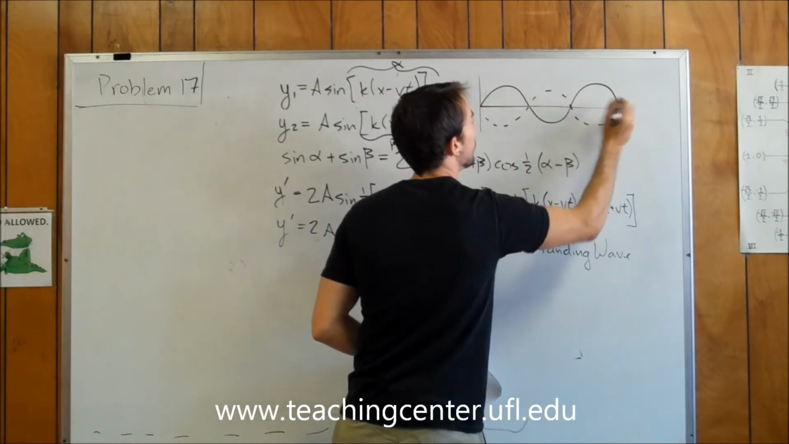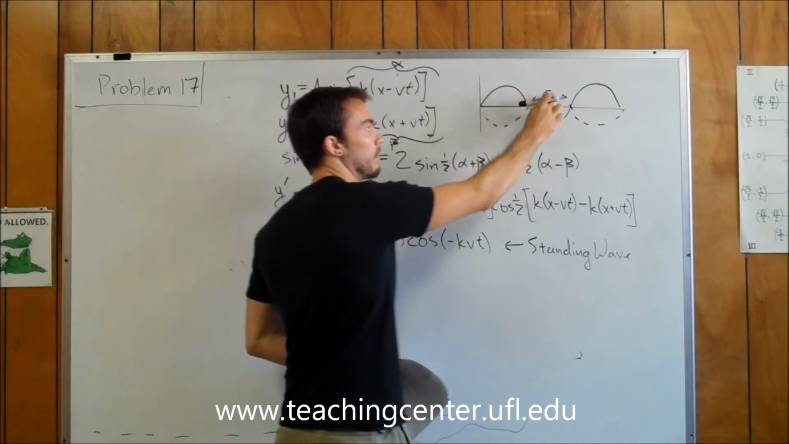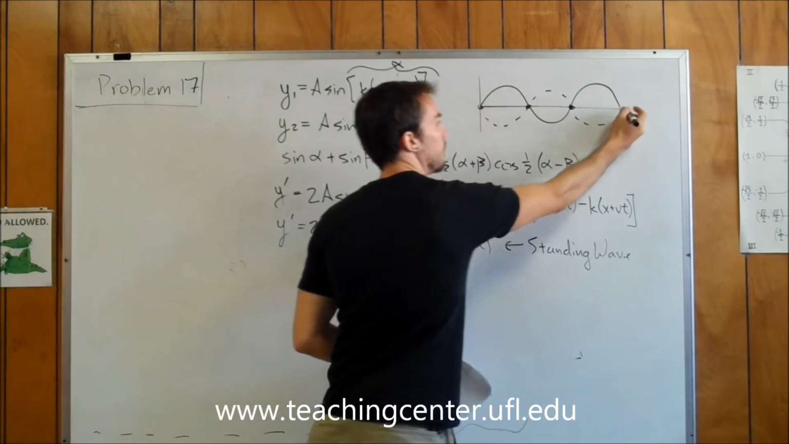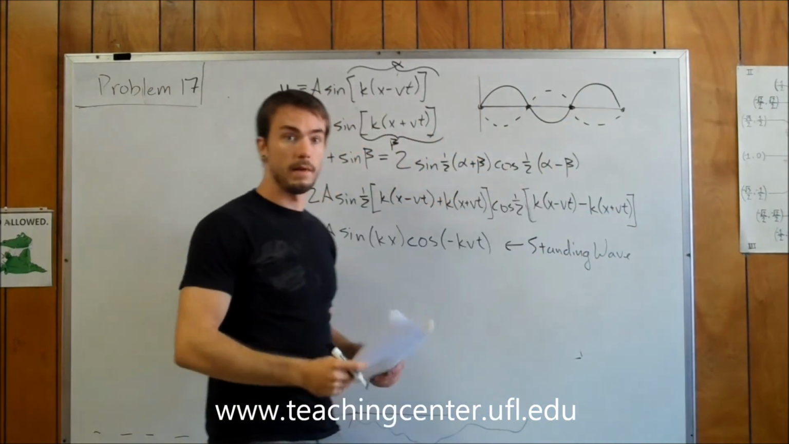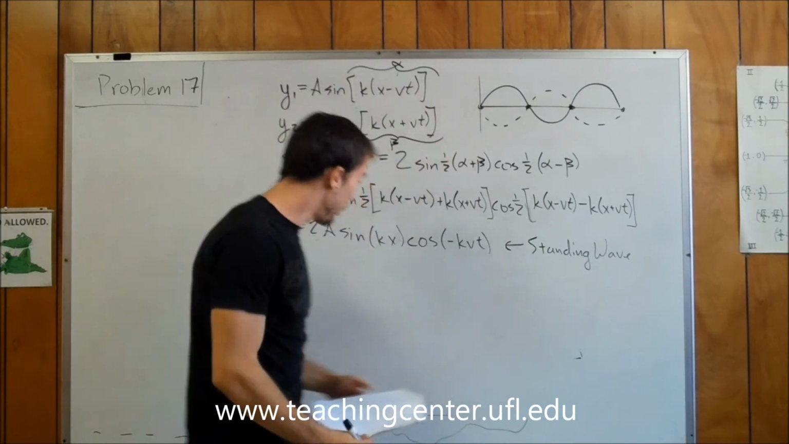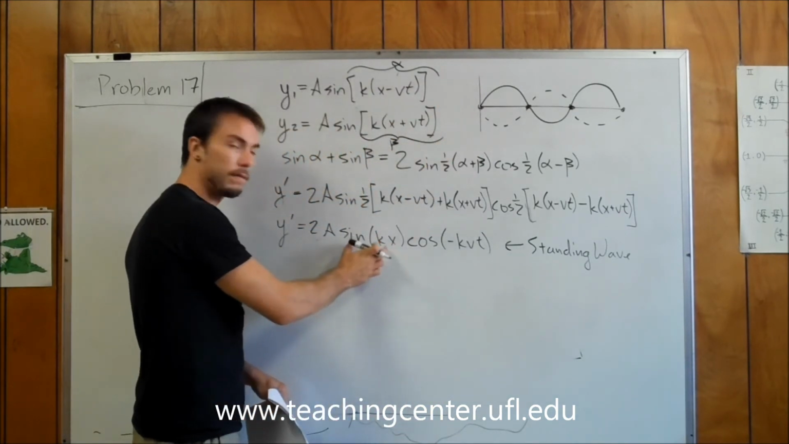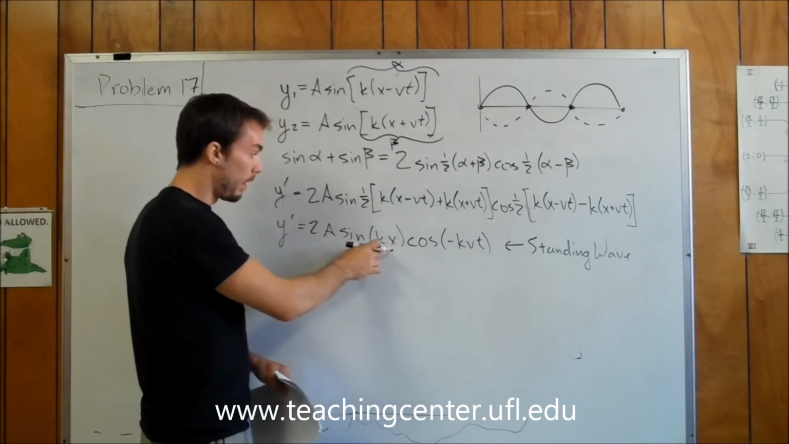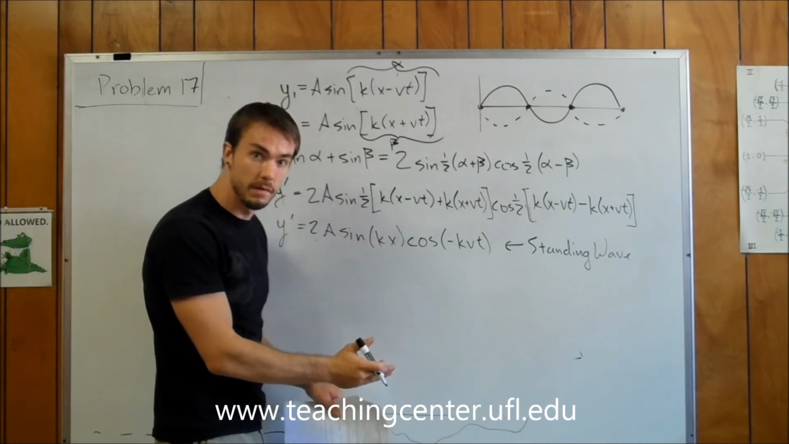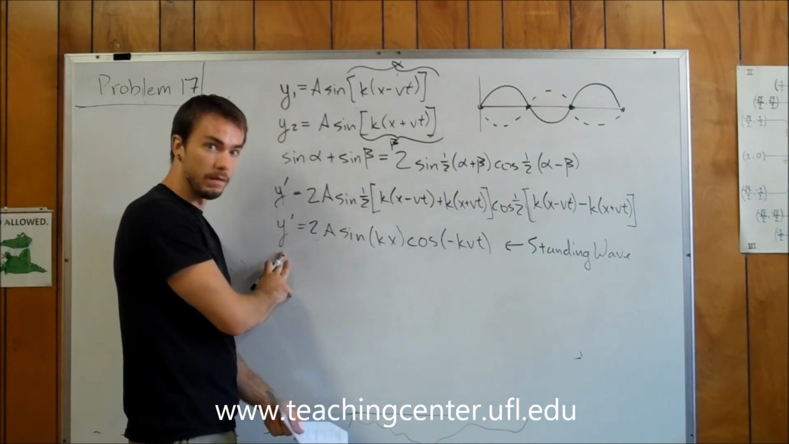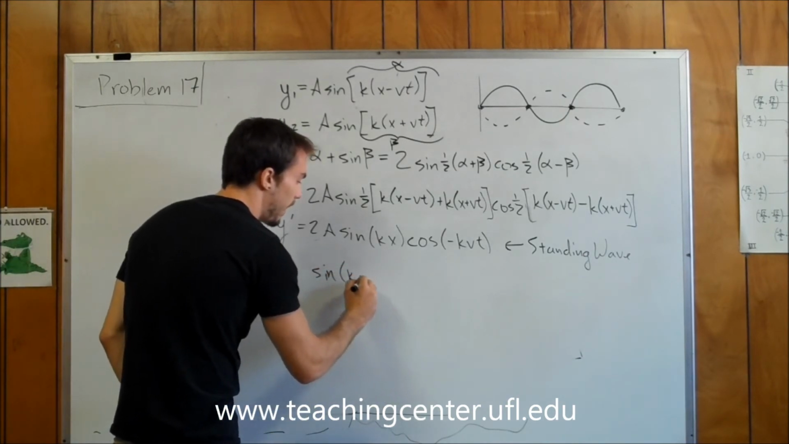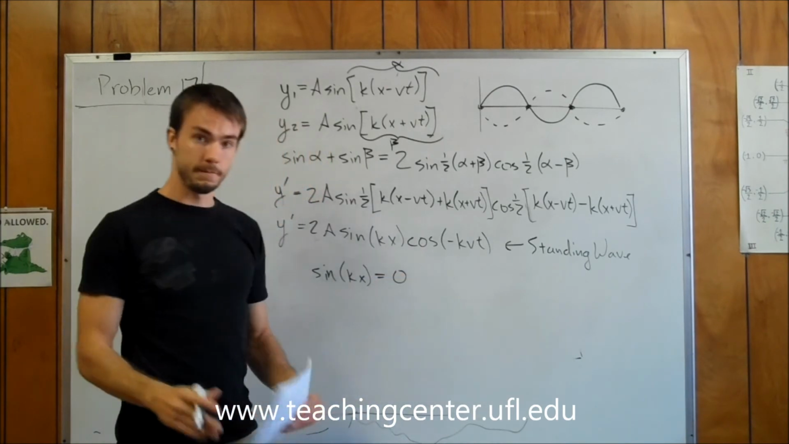And this is just going to flip back and forth, and so on and so forth. And these are our nodes, where the actual wave itself, the vertical displacement, is equal to 0. So what we're looking for is when this sine term is equal to 0. If this is equal to 0, everything multiplied by it turns out to be 0, and the y prime value ends up being 0. So what we want to know is, when does sine of kx equal 0?